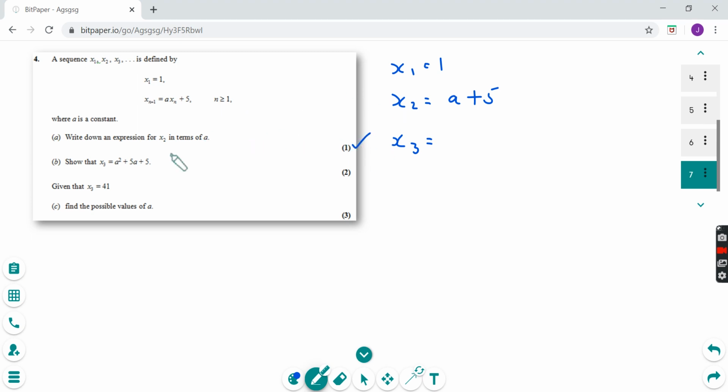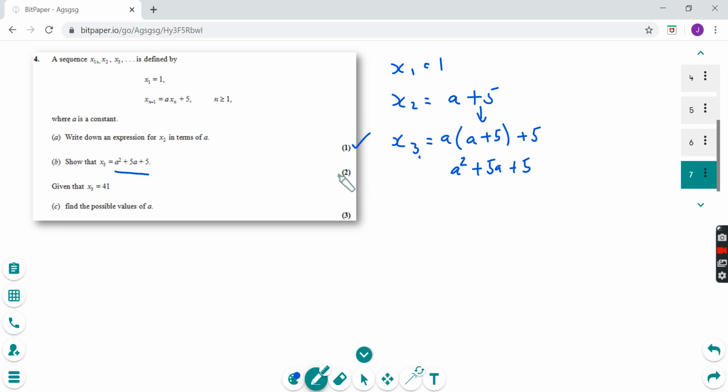Yeah, we've just done that. Show now that the third term equals this. And you might be able to see we've got something very similar already. So let's do this one. To get the third term, you take the term before. You take a lots of the term before, which is a plus 5. And then you add on 5. So a squared plus 5a plus 5.